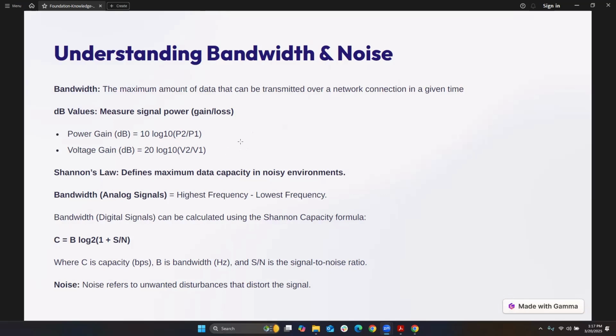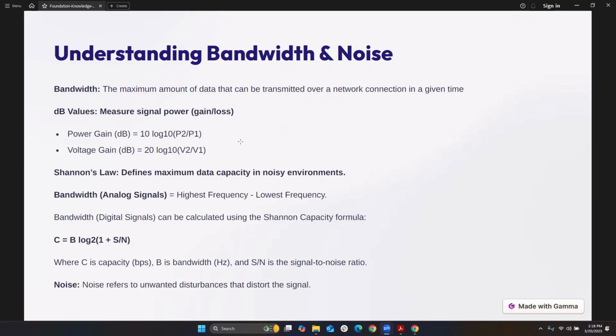For analog signals, bandwidth is calculated using a simple equation: the highest frequency minus the lowest frequency. And for digital signals, we use a formula called Shannon's capacity formula. This formula determines the maximum data rate a channel can handle, even when there is noise.